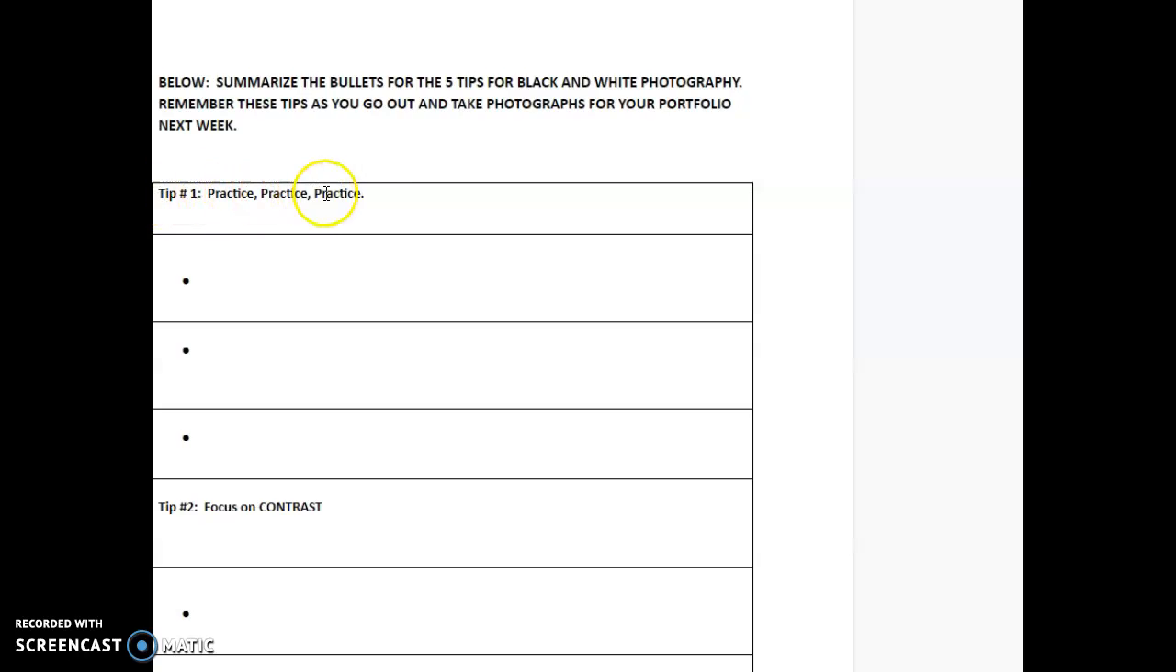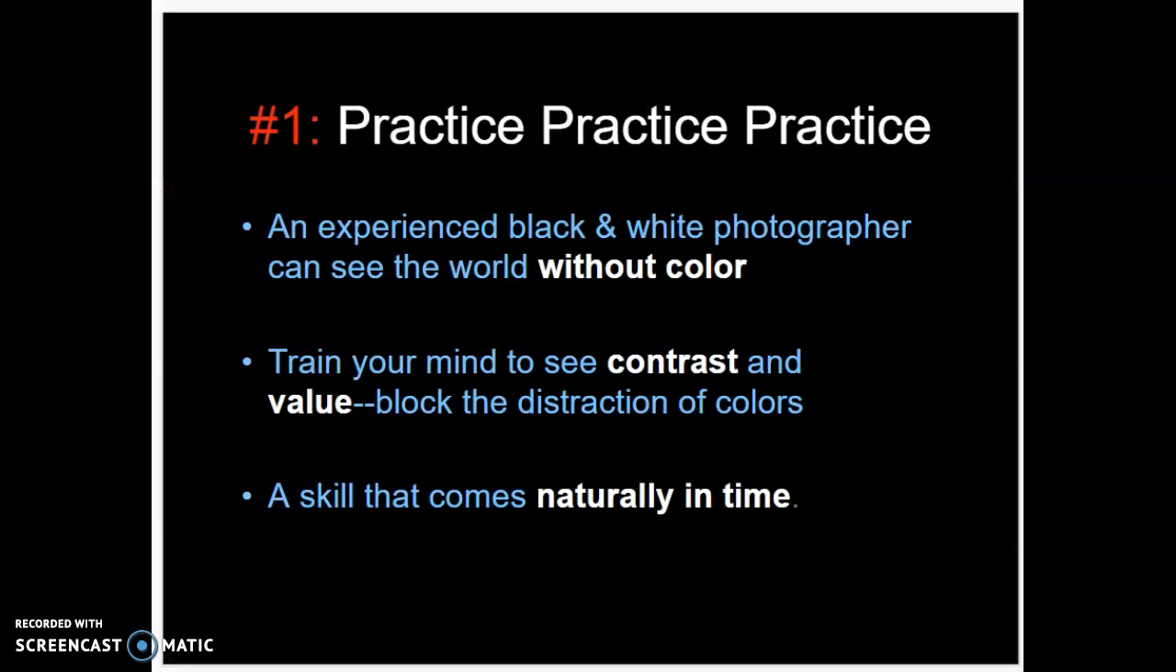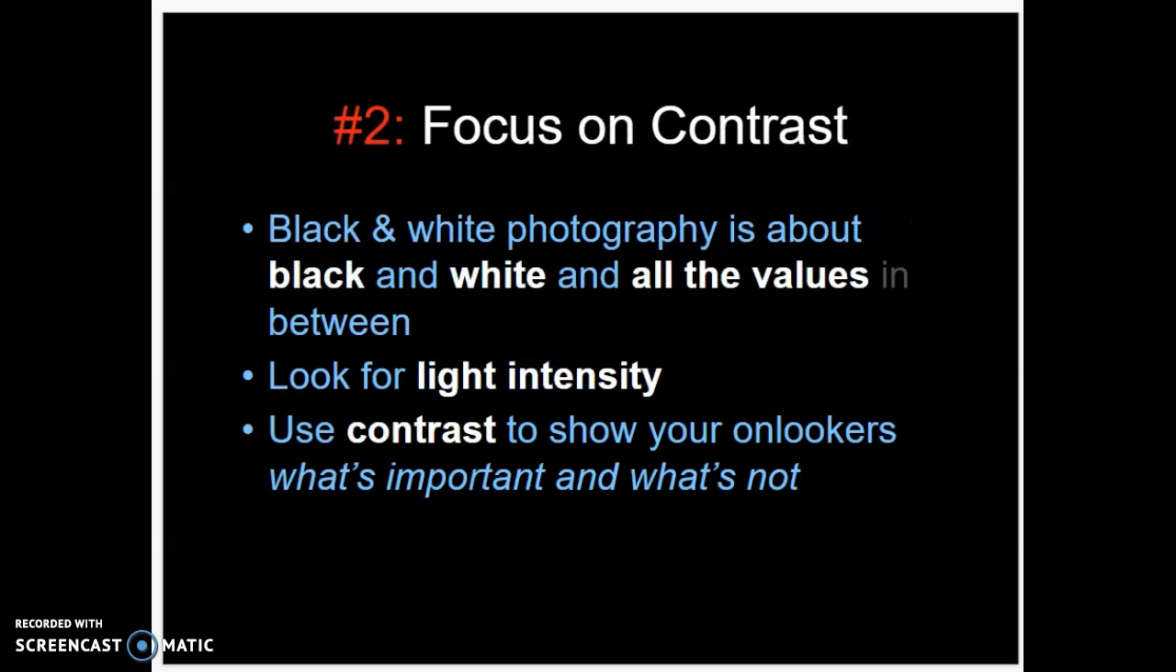So here, tip number 1, practice, practice, practice. Here is where you would write those 3 bullet points. Train your mind to see contrast. It comes naturally in time. Experienced black and white photographers can see the world without color. Those are the notes that you would write down.